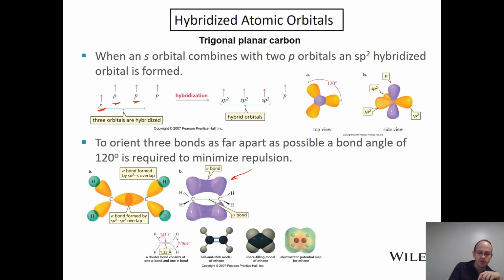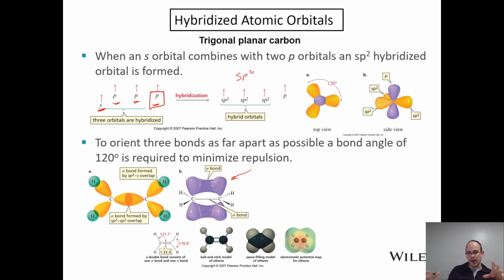But it's composed of side-by-side p orbital overlap, so I have to reserve 1 p orbital out of the hybridization. That means that my hybrid orbitals are going to be composed of 1 s and 2 p orbitals. Therefore, my hybrid orbitals are going to be called sp2. 1 s, 2 p's, sp2. And I'm only going to have 3 of them. I started with 3 s and p orbitals that I'm hybridizing together.